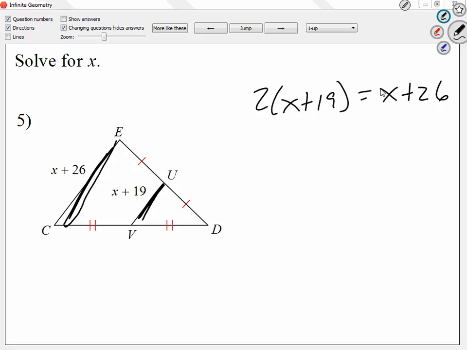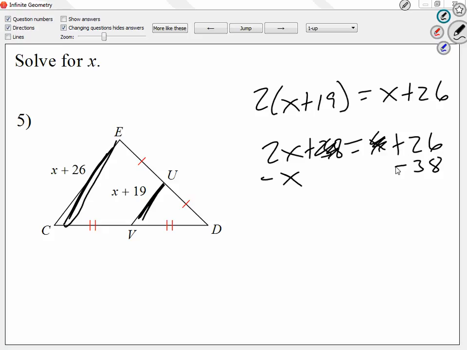Multiply the little one times 2. So for the little one, I should have 2x plus 38 equals x plus 26. My x from the right, let me bring it to the left, that's a negative x. My 38 from the left, let me bring it to the right as a negative 38. How much is 2x minus 1x? X. How much is 26 minus 38? Negative 12. X is already solved.